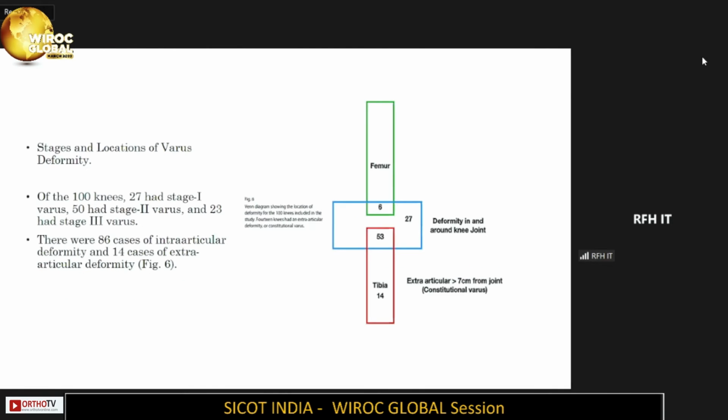For the stages and location of varus deformity, out of 100 knees, 27 had stage 1, 50 had stage 2 varus, and 23 had stage 3 varus. There were 86 cases of intraarticular deformity and 14 cases of extraarticular deformity.